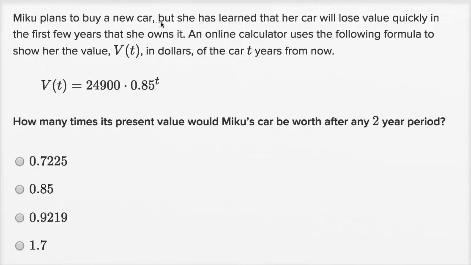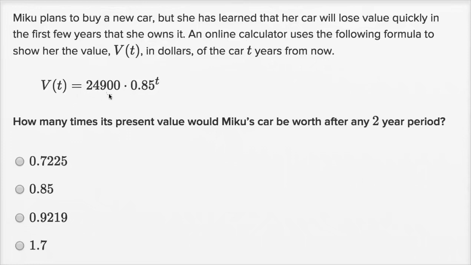Miku plans to buy a new car, but she has learned that her car will lose value quickly in the first few years that she owns it. An online calculator uses the following formula to show her the value, V of t, in dollars of the car t years from now. And let's look at this.